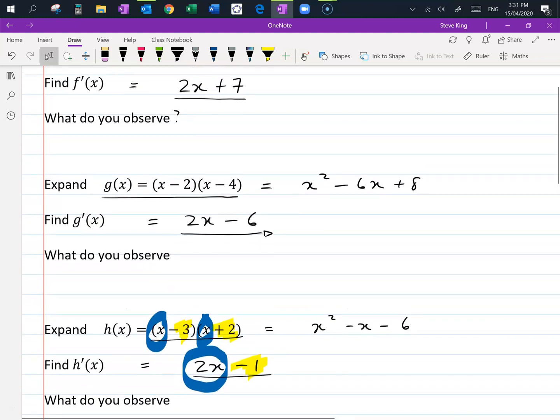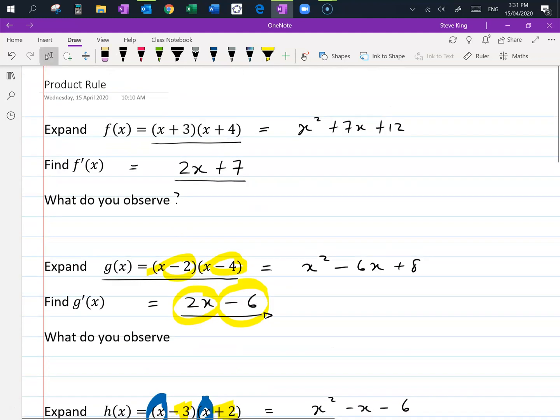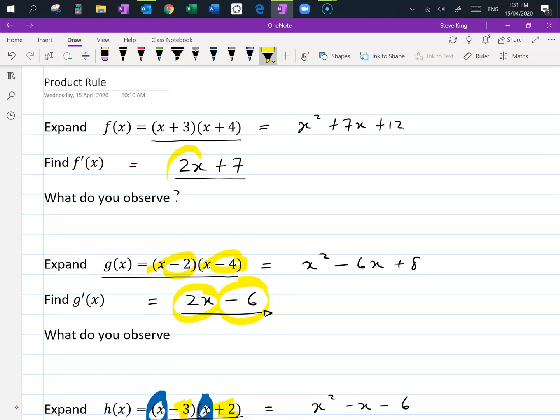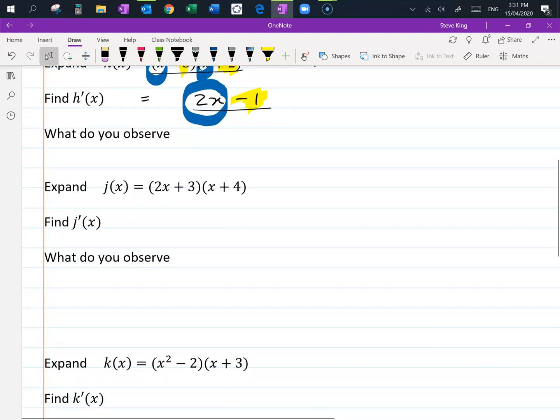Does that hold in the previous one? I've got x and x. That gives me 2x. Yes. Minus 4 minus 2, that gives me minus 6. That holds. x and x gives me my 2x, plus 3 plus 4 gives me plus 7. That holds. So it looks like we've got a pattern that's emerging here.